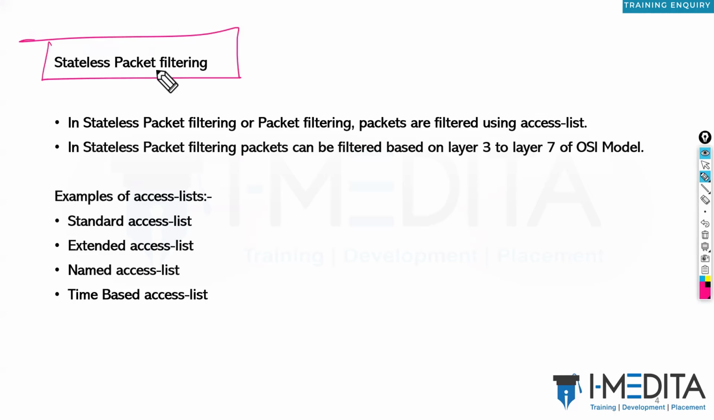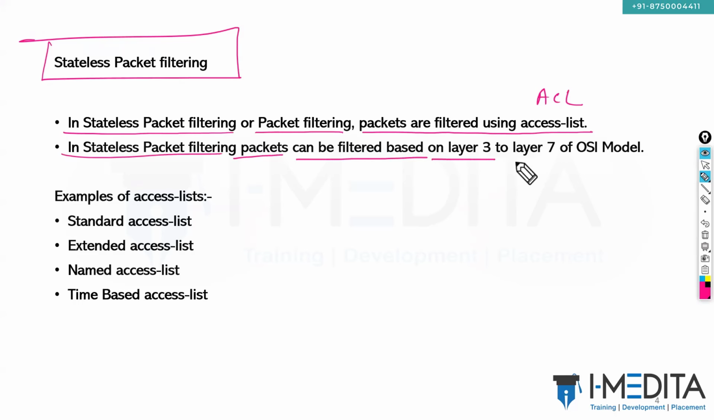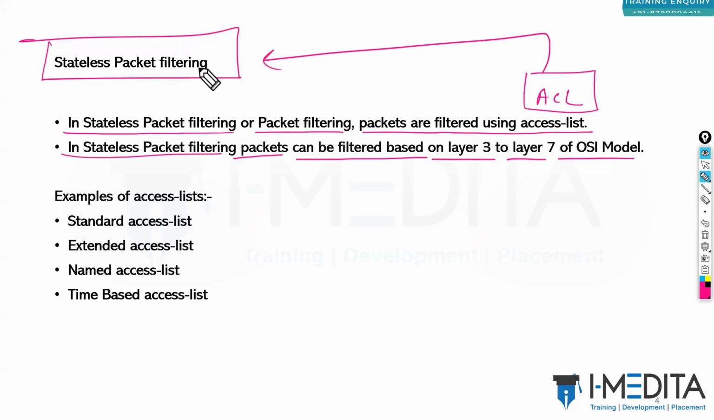What is stateless packet filtering or packet filtering? We can say in stateless packet filtering, packets are filtered with the help of ACL, access control list. In stateless packet filtering, packets can be filtered based on layer 3 to layer 7 of the OSI model. If you want to filter the traffic from layer 3 to layer 7, you can use an access list. When we are using an access list, that is called stateless packet filtering.